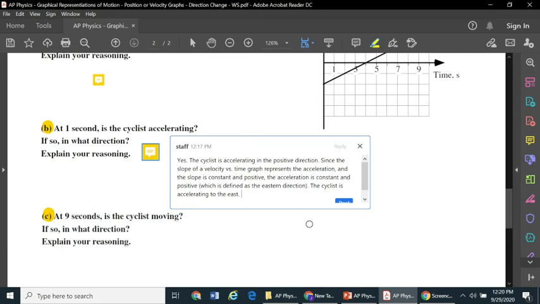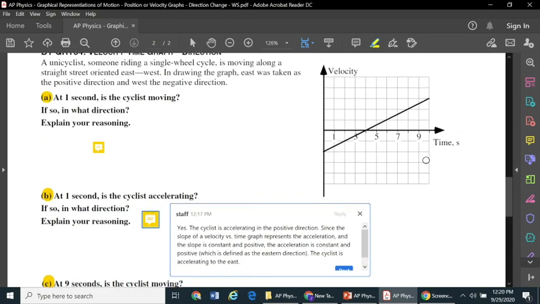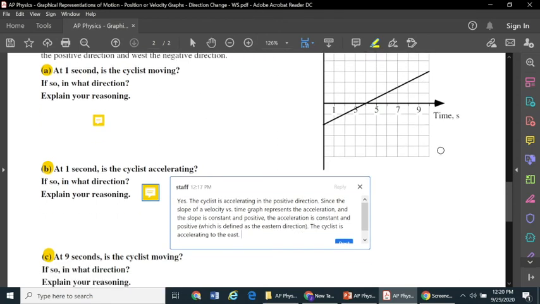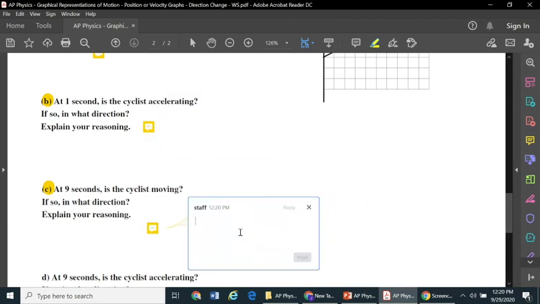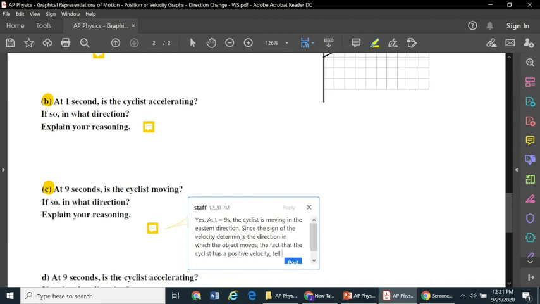Now let's take a look at part C. Part C is asking about 9 seconds, so I'll scroll up here and show the graph at 9 seconds. This answer is going to be pretty similar to A. Yes, the cyclist is moving at 9 seconds, and we'll say at t equals 9 seconds, the cyclist is moving in the eastern direction. Since the sign of the velocity determines the direction in which the object moves, the fact that the cyclist has a positive velocity tells us the cyclist is moving east.